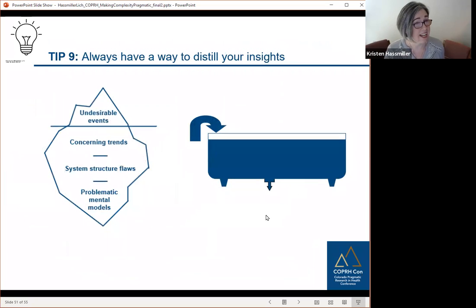And to that end, tip 9 is always have a way to distill your insights. Even though you may end up building a system map as complex as the foresight obesity map, the big one I showed at the beginning, you have to have ways to distill these insights to people, to everyone. Honestly, if we're trying to create change, we need to be able to take these insights from our systems work and distill them. So two frameworks, just two examples that I like to use, are the iceberg and the bathtub.